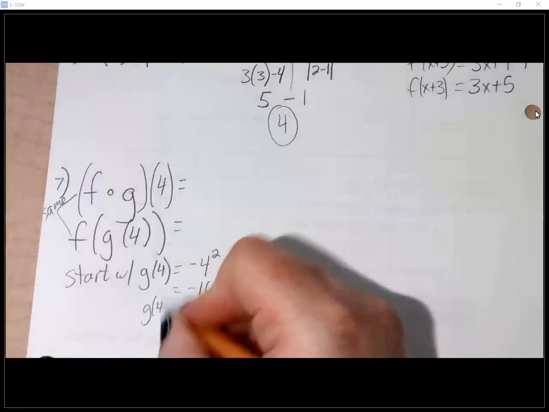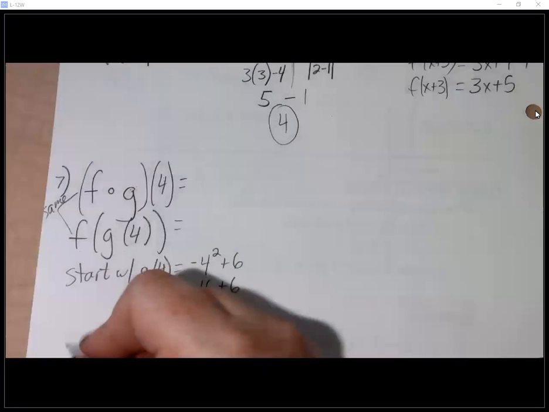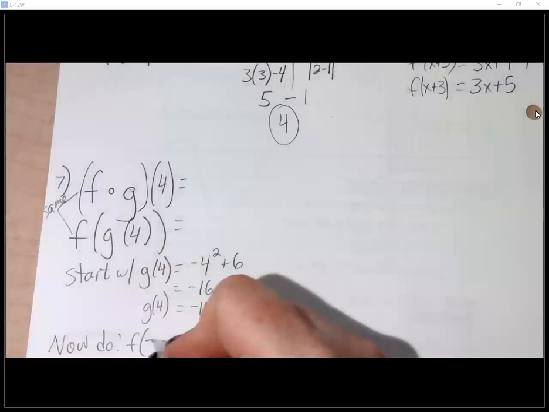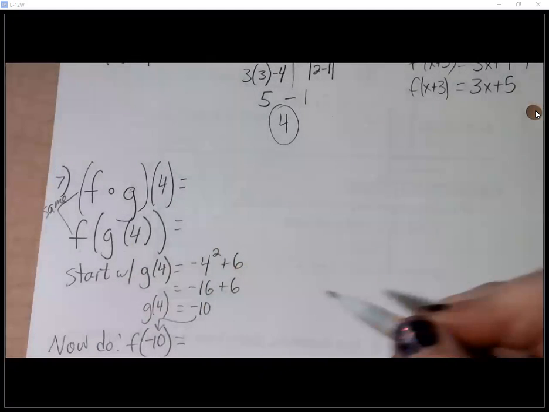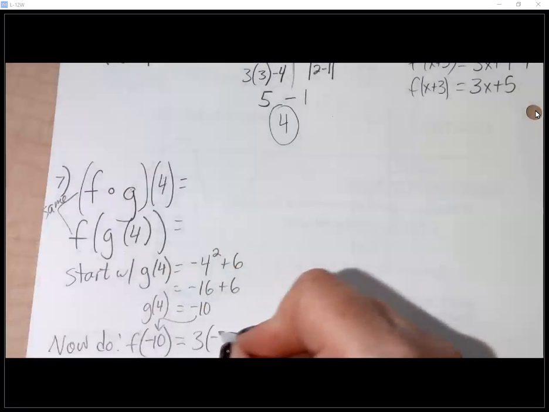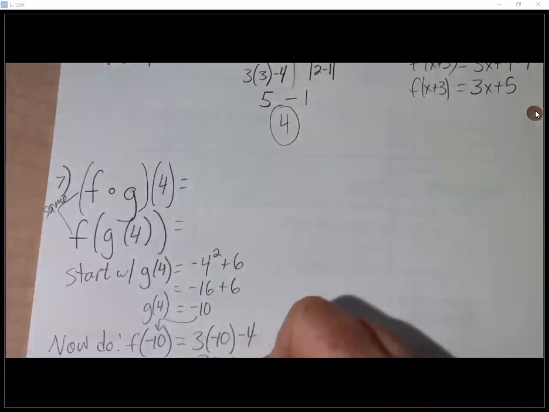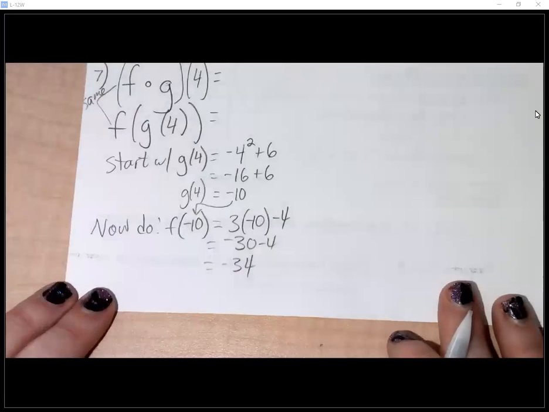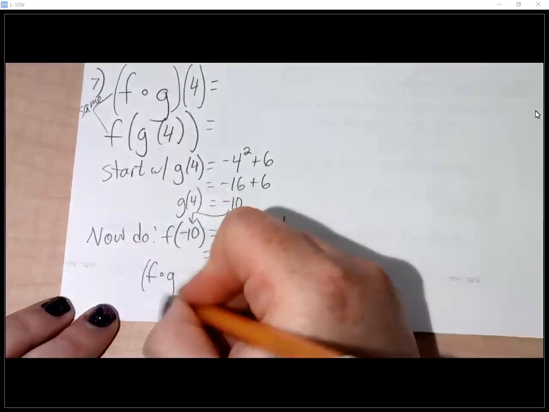And now I take negative 10 and I put it into f. So now do f of negative 10. Whatever that answer is goes into f. So that's 3 times negative 10 minus 4, and there is our final answer. Oh, I'm sorry, for f little o g of 4.